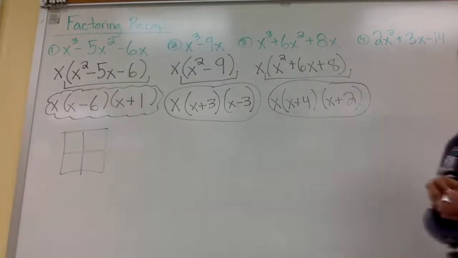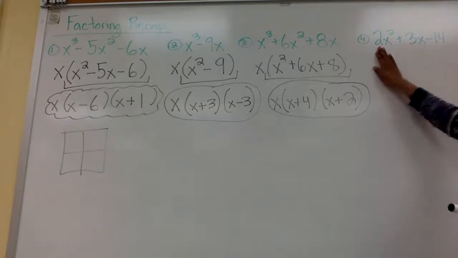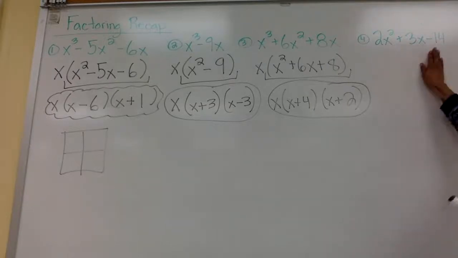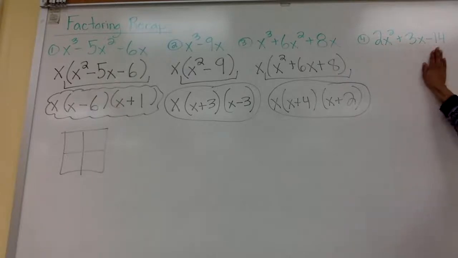And we'll take a look at one more because we're going to factor it. We're recapping our factoring today, so we'll take a look at one more. This time I have 2x squared plus 3x minus 14.